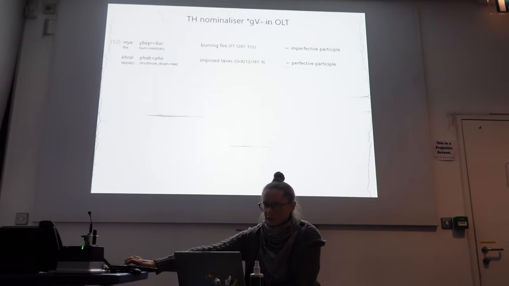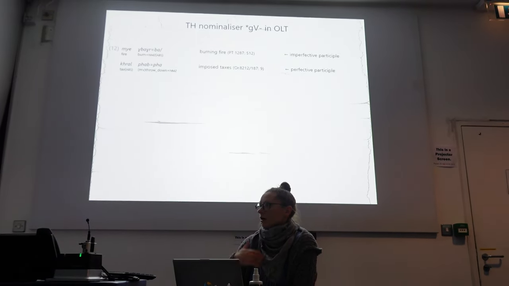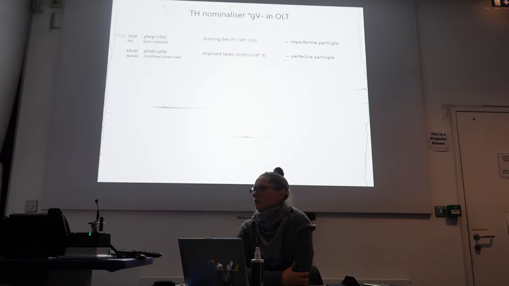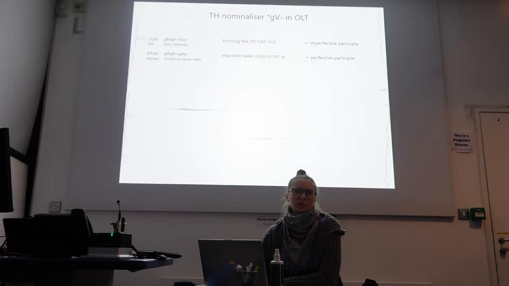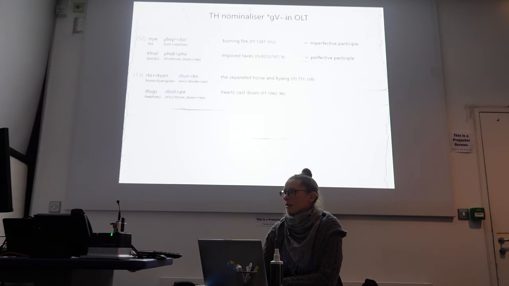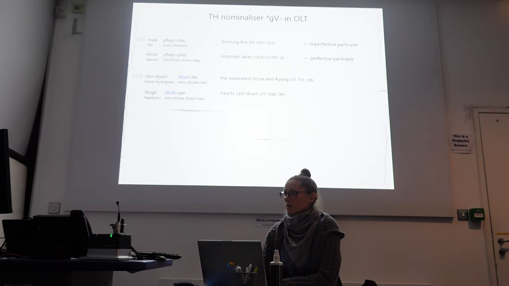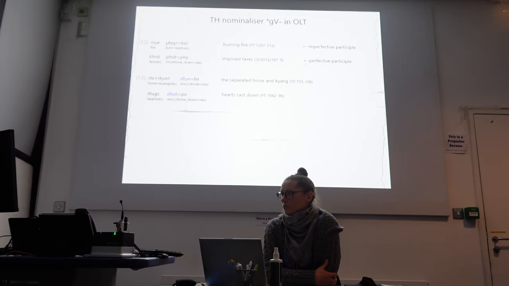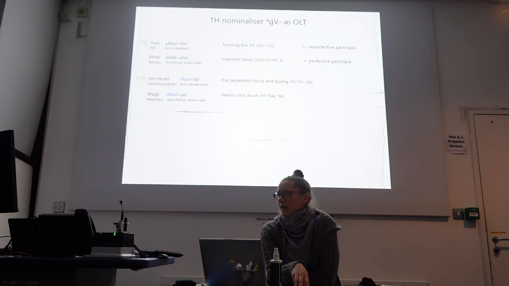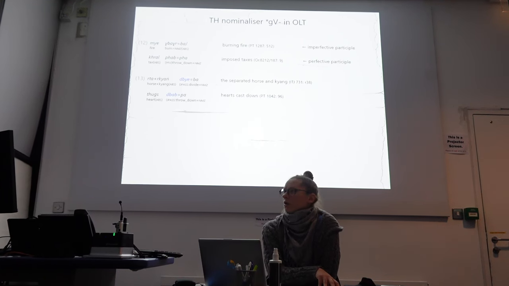In Old Tibetan, we have two forms of participles. Participles can be formed from V1 verbs, and then we have imperfective participles like "burning fire," or perfective participles such as "imposed taxes." This is the way of forming participles that prevails in Old Tibetan and in Classical Tibetan. However, if we look carefully at Old Tibetan data, we also find participle constructions formed from V3 verb forms, used attributively with a noun phrase.